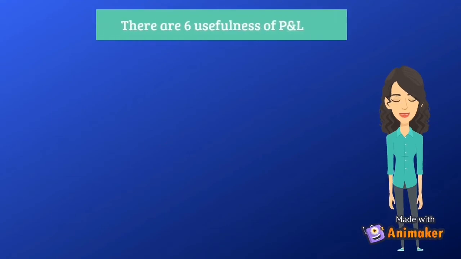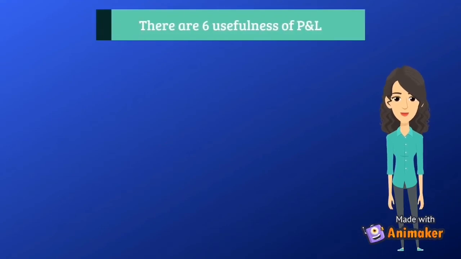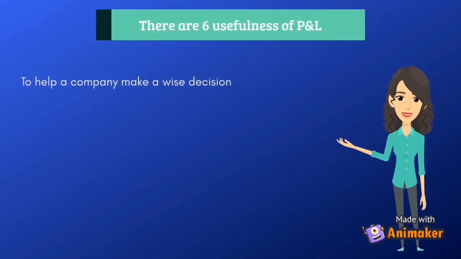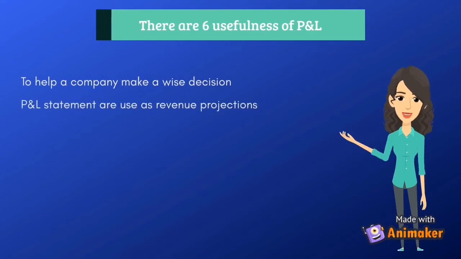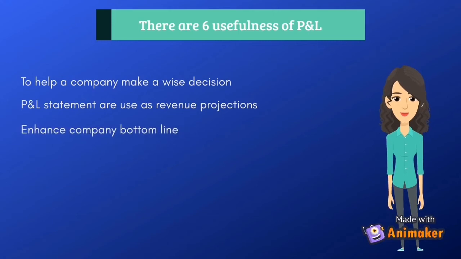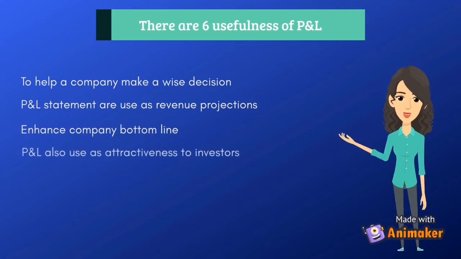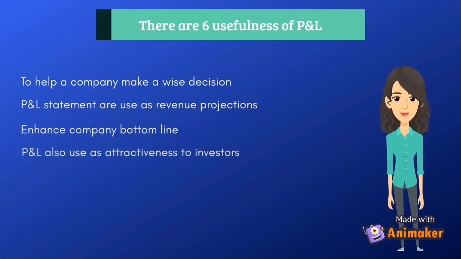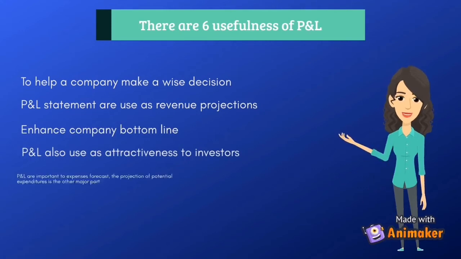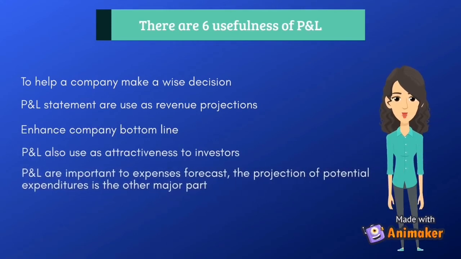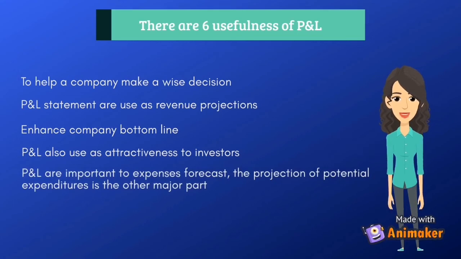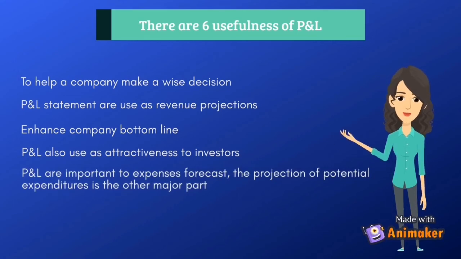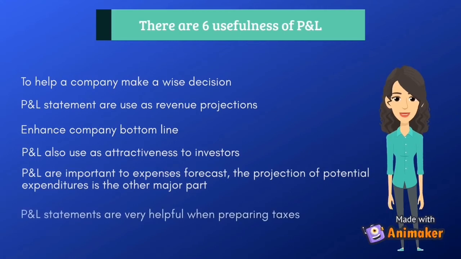There are 6 usefulness of P&L. First, to help a company make a wise decision. Second, P&L statements are used as a revenue projection. Third, enhance company bottom line. Fourth, P&L also used as attractiveness to investor. Fifth, P&Ls are important to expense forecast. The projection of potential expenditure is another major part. Lastly, P&L statements are very helpful when preparing tax.